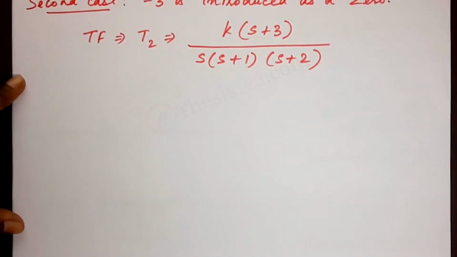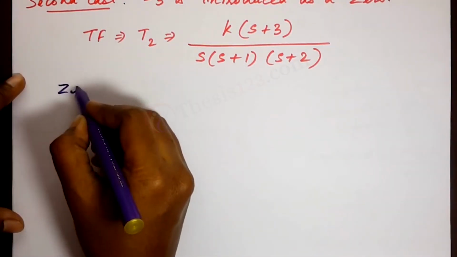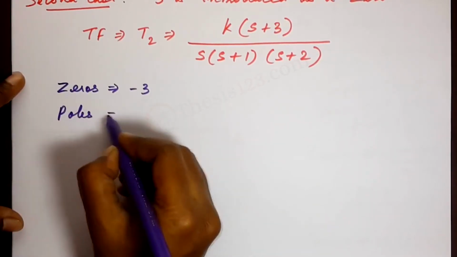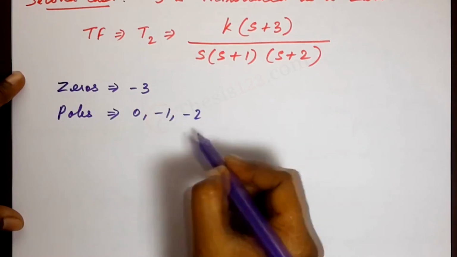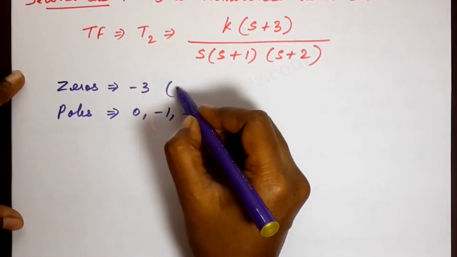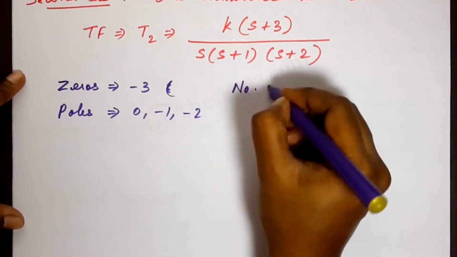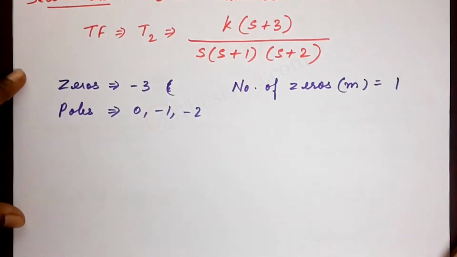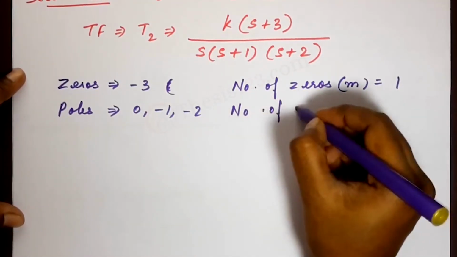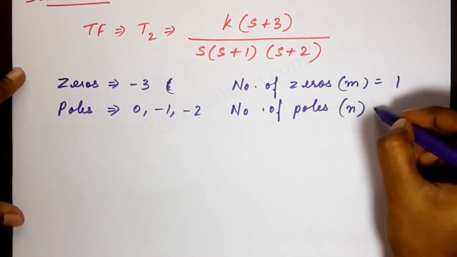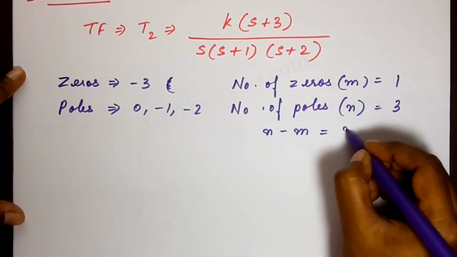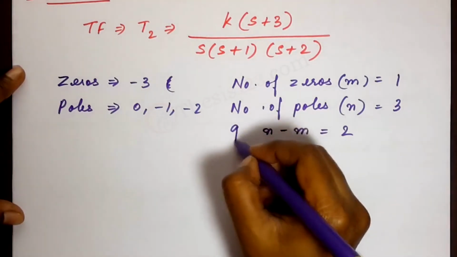Okay. Now let's do the same thing what we did for the previous part. Okay, so we have zeros, -3, poles, 0, -1, -2. Number of zeros, corresponding to m, is 1. Number of poles, n, is 3. N minus m is 2. So these are the asymptotes q.